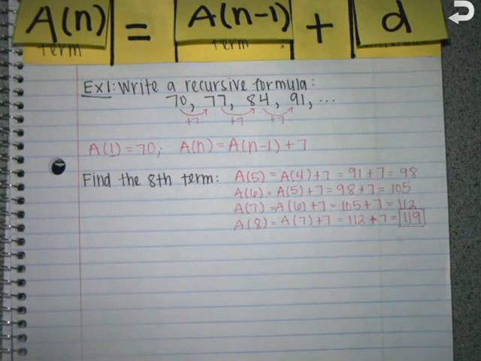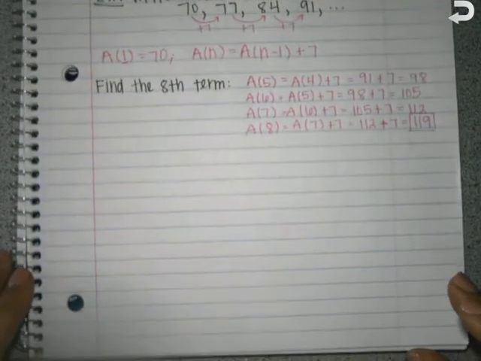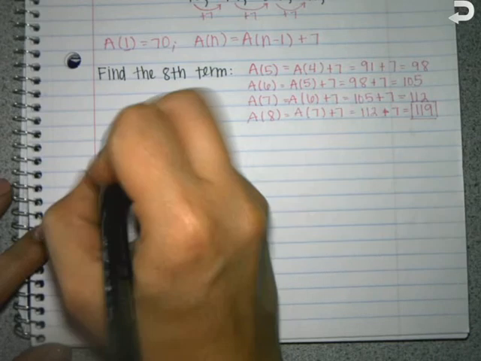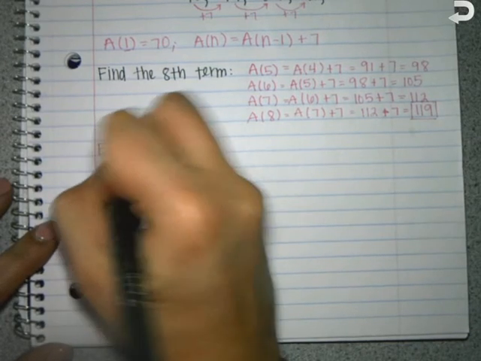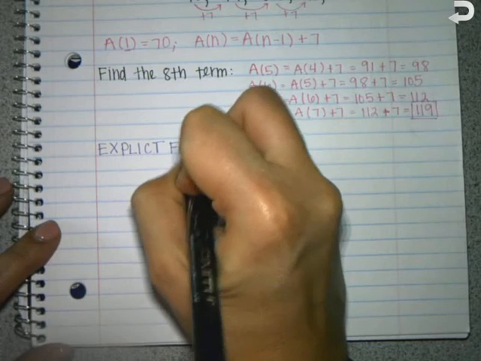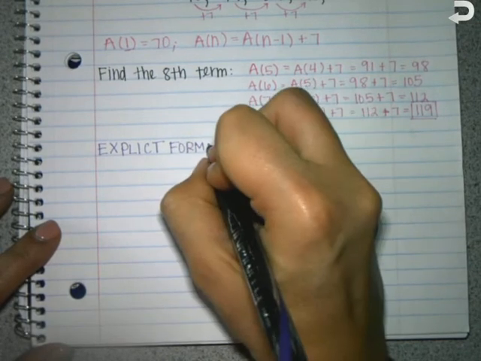Okay, so here we're going to write the definition, and that's probably going to be about as much time as we have. So here is the explicit formula. What's in here?